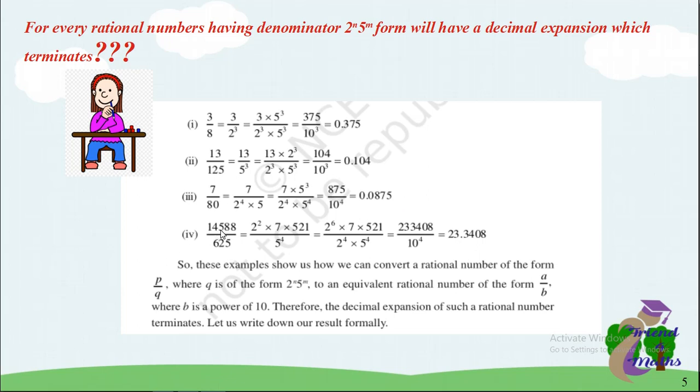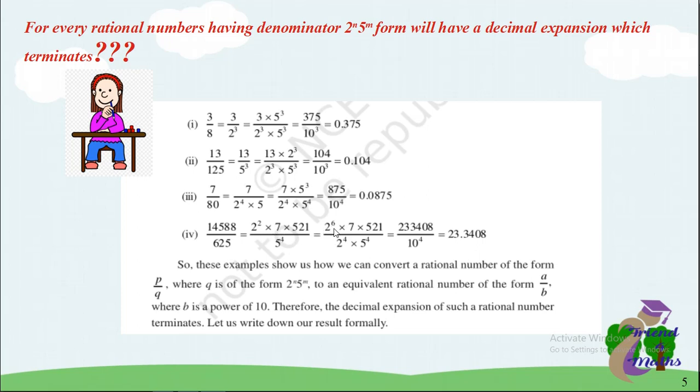Next is 14,588 divided by 625. The prime factorization of 14,588 is 2 squared into 7 into 521, divided by 5 raised to 4. In order to get the power of ten in the denominator, we have to multiply this 5 raised to 4 with 2 raised to 4, and the same 2 raised to 4 has to be multiplied in the numerator also.